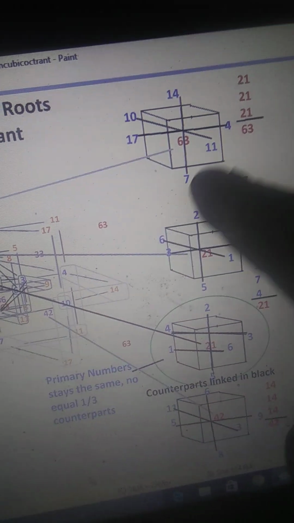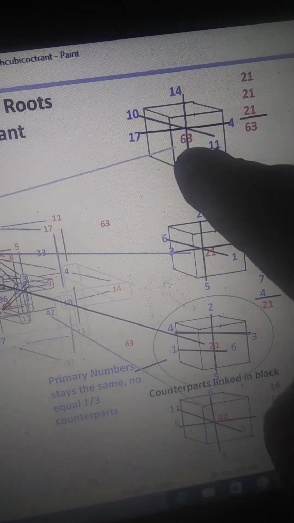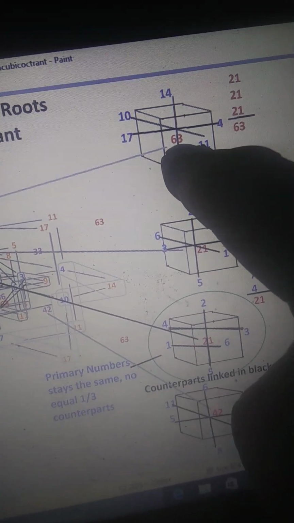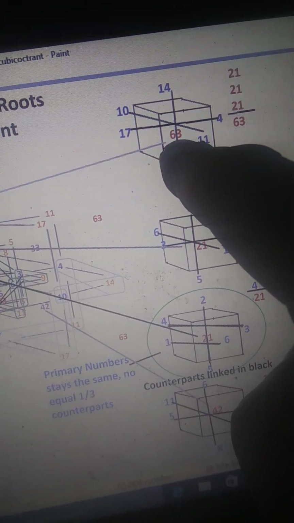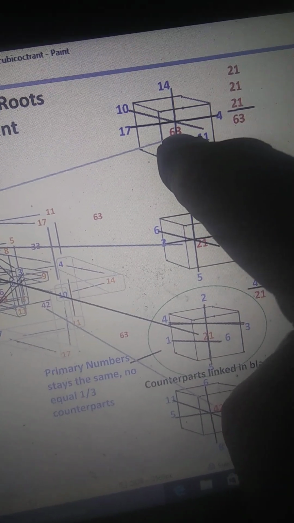I color them blue because they make up a new primary ghost number, and that produces primary groups of primary ghost numbers. And for this, the central ghost number is 63.